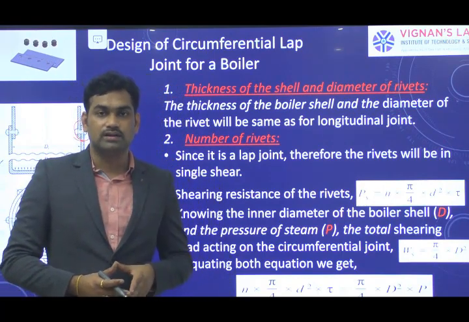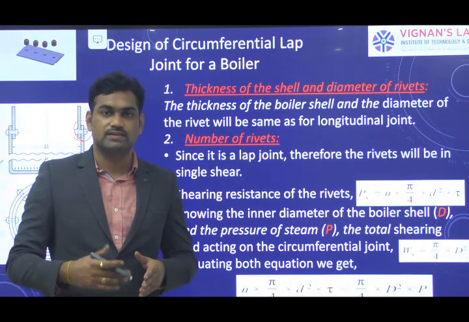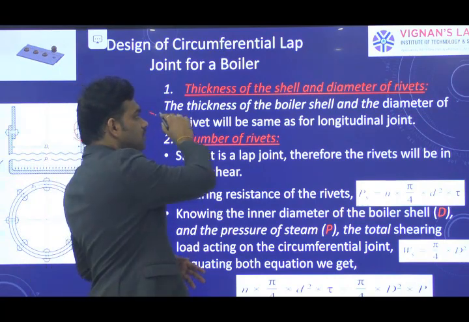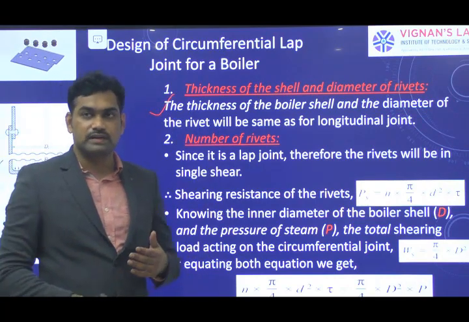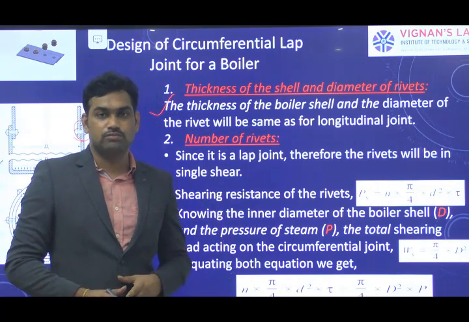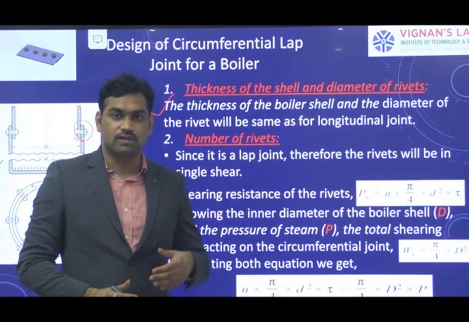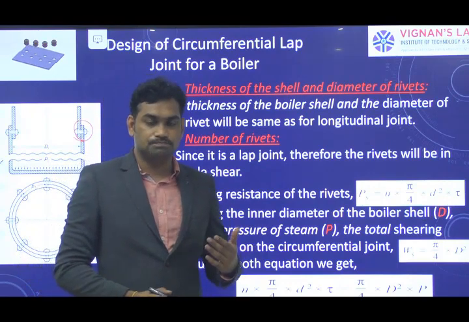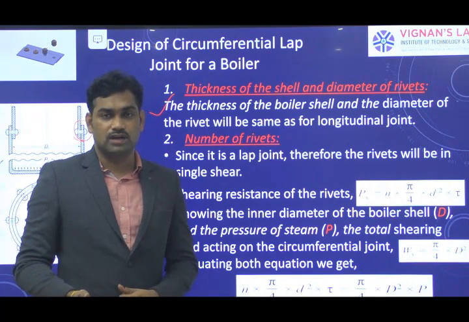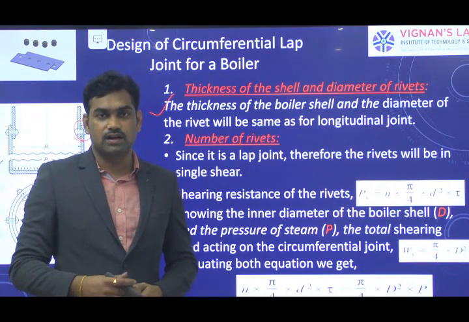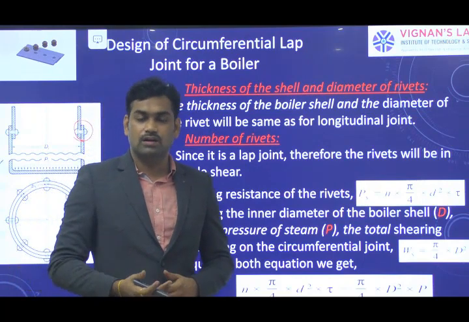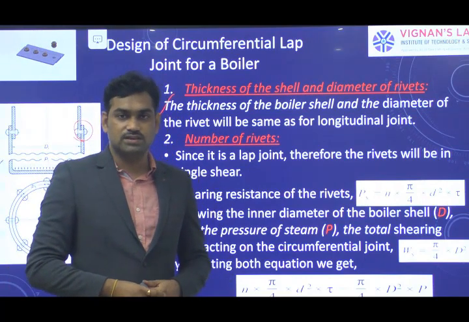So for the longitudinal butt as well as the circumferential lap, finding out the thickness of the boiler shell as well as the diameter of the rivets are both equal. That is, the first two steps in the design of the longitudinal butt joint are the same for the circumferential lap joint. The thickness is found using the thin cylinder formula along with the circumference, corrosion allowance and efficiency, and the diameter is found using Unwin's formula as well as equating the shear strength to the crushing strength.